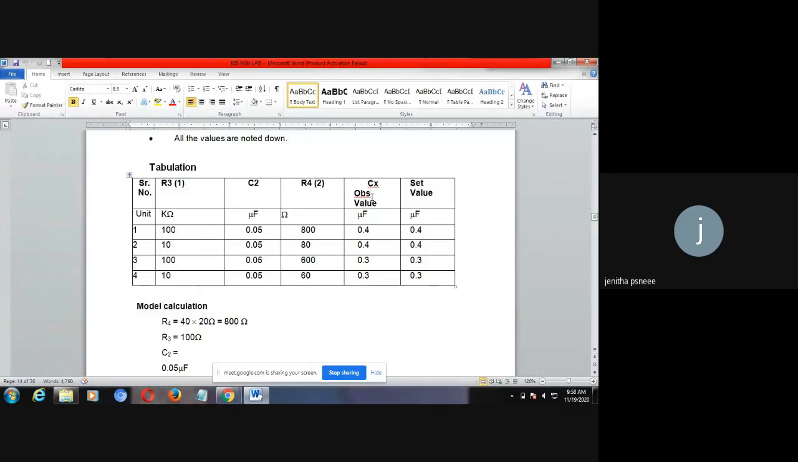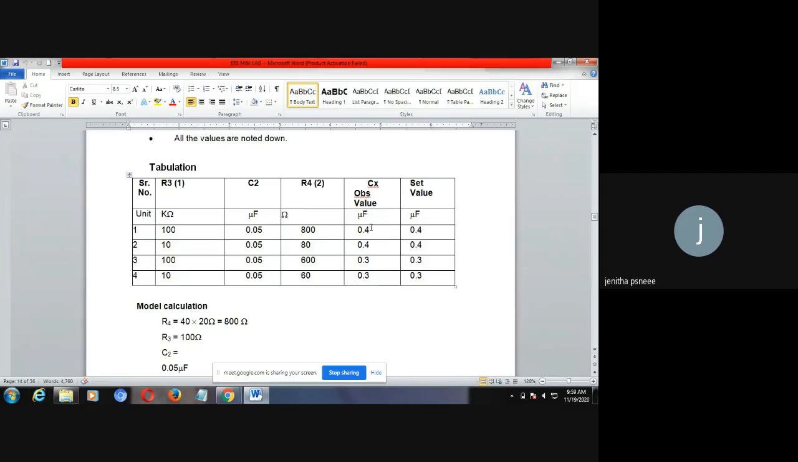So Cx is the unknown value that we are putting in the calculation. Cx is equal to C2 by R4 into R3. That formula you have to take. If you calculate it, then the Cx value is 0.4. Initially I'm keeping the value as 100 kilo ohm, the C2 value is 0.05 and the R4 value is 800 ohm. If I keep these values, the answer I'm getting is 0.4. This I have to do by manual calculation.